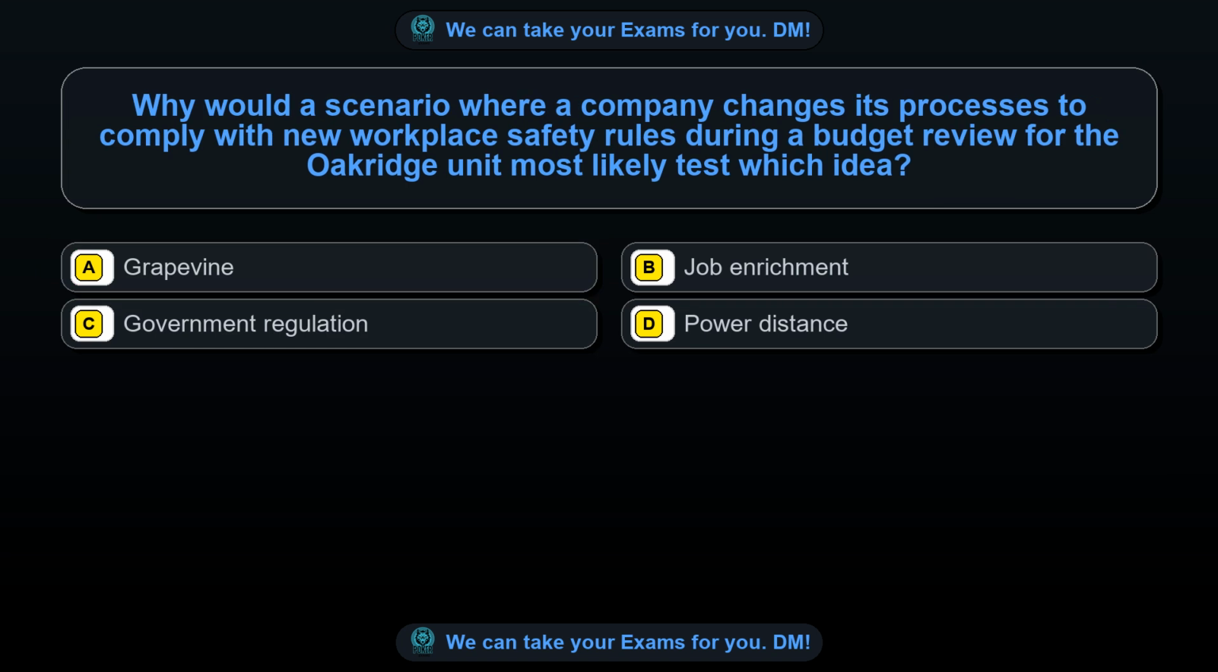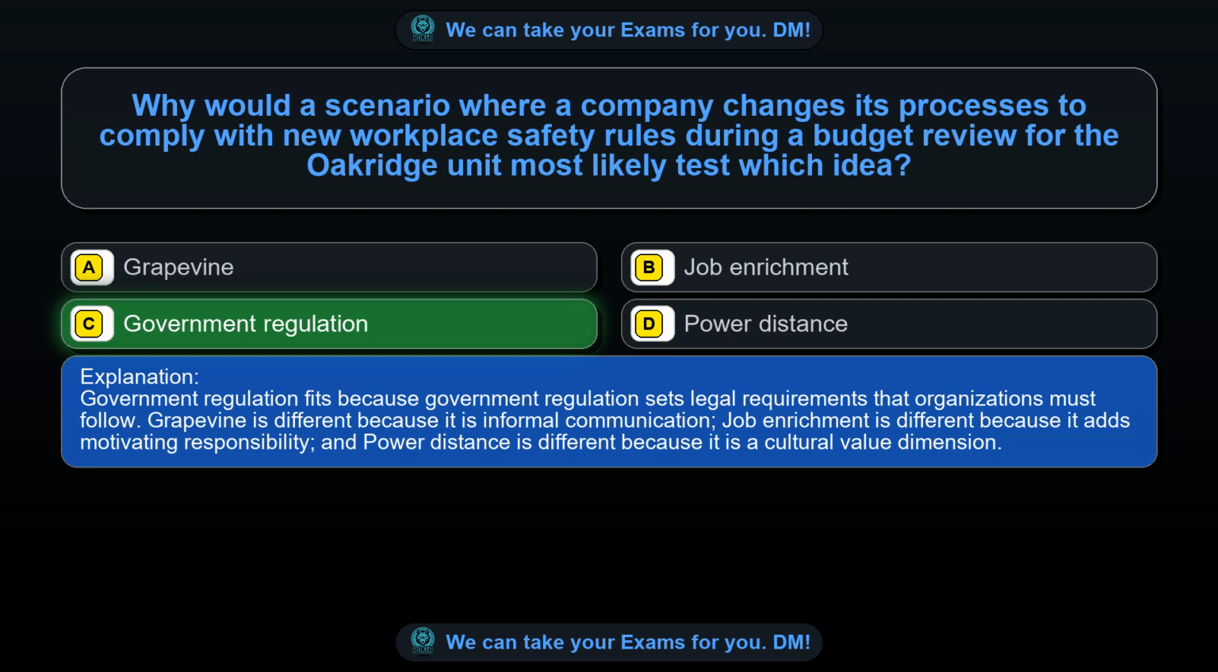Question 13. Why would a scenario where a company changes its processes to comply with new workplace safety rules during a budget review for the Oak Ridge unit most likely test which idea? Option A, grapevine. Option B, job enrichment. Option C, government regulation. Option D, power distance. The correct answer is option C, government regulation.